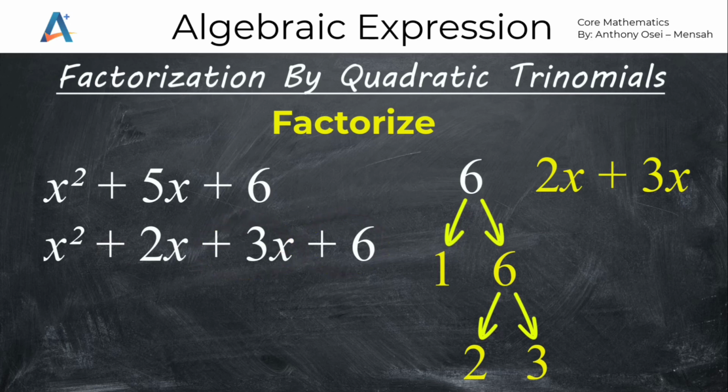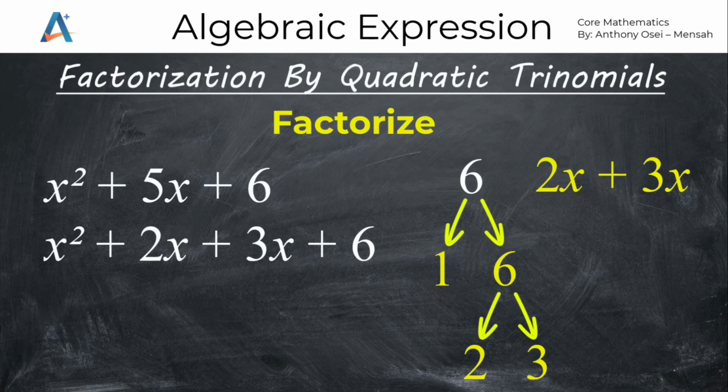We have the pair of factors. That is to say, we've been able to break this trinomial into 4 terms. 1, 2, 3, 4. If you check well, you realize that x squared has a common factor with 2x, and also 3x has a common factor with 6. So we continue and factorize this by common factors.